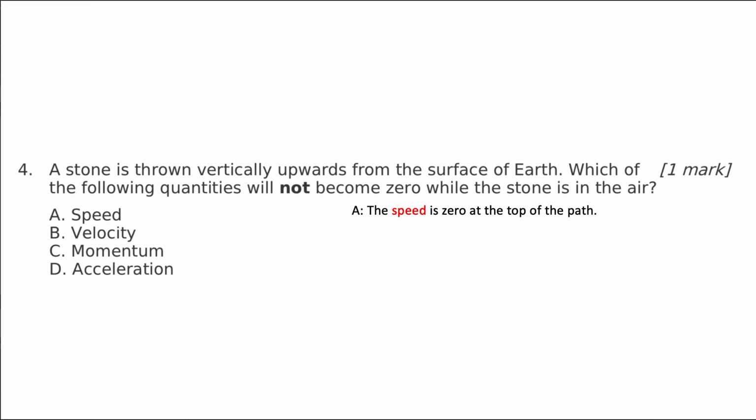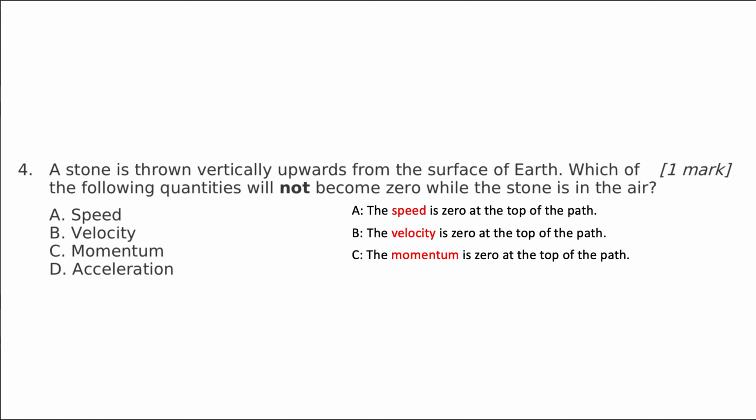If the speed is 0, then the velocity is also 0 at that point, because remember, our velocity is essentially the same as the speed, it just has a direction. Now, momentum is the product of mass and velocity, which means that if the velocity is 0, the momentum is also 0. So by process of elimination, we're left with D.